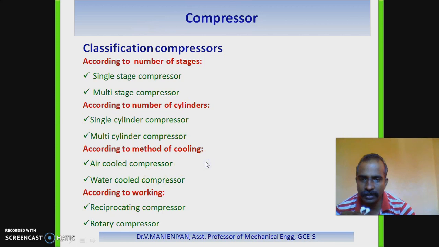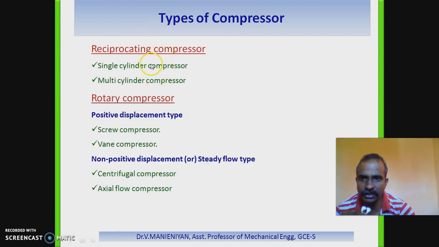Reciprocating compressors are further classified into single-cylinder compressors and multi-cylinder compressors. Rotary compressors are further classified into two different types: one is the positive displacement type, and the other is the non-positive displacement type.